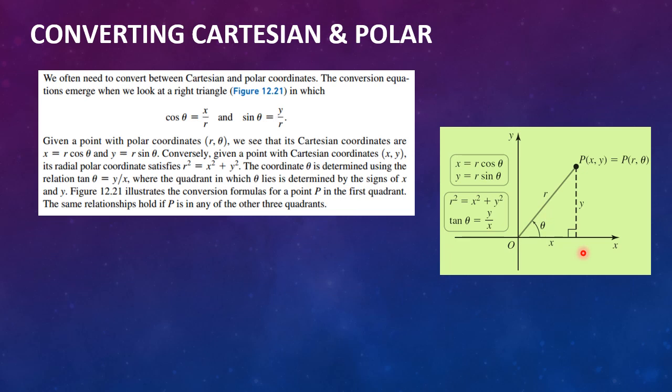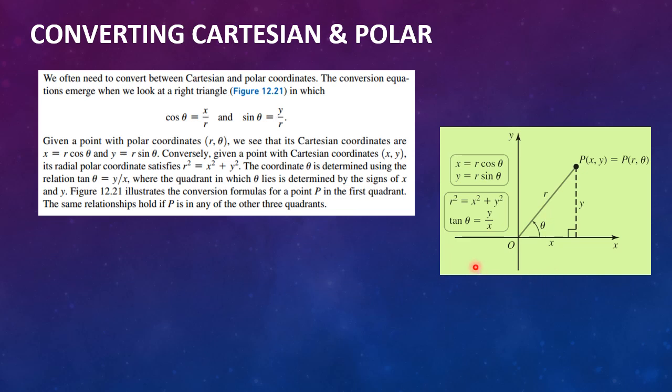Given a point with polar coordinates (r, θ), we see that its Cartesian coordinates are x equals r cosine theta and y equals r sine theta. Conversely, given a point with Cartesian coordinates (x, y), its radial polar coordinate satisfies r squared equals x squared plus y squared, and the coordinate theta is determined using the relationship that the tangent of theta equals y over x. Again, tangent theta equals opposite over adjacent, or y over x. All of these are base knowledge you should have got in trigonometry. And as with these, the quadrant in which theta lies is determined by the signs of x and y.